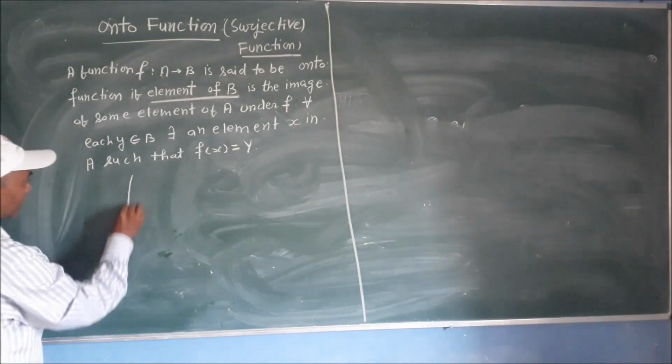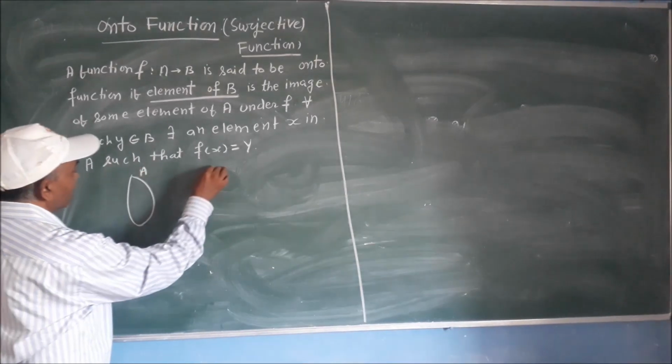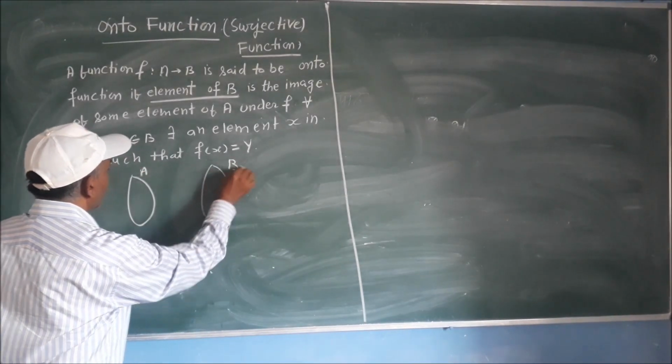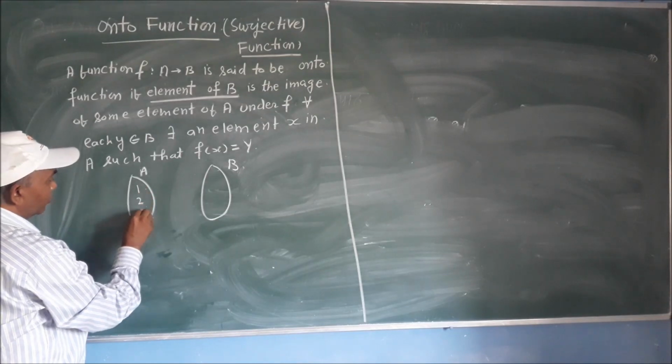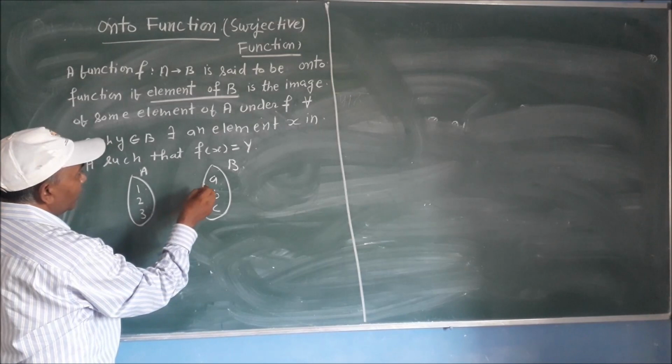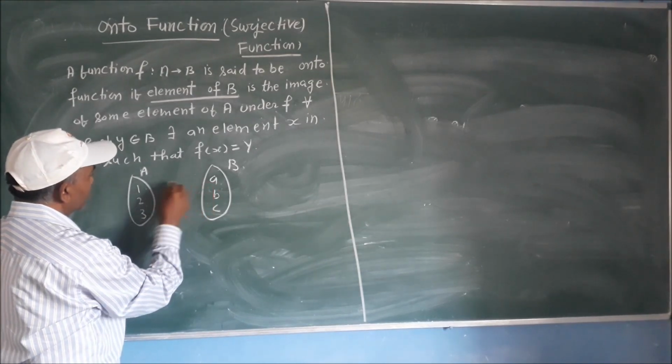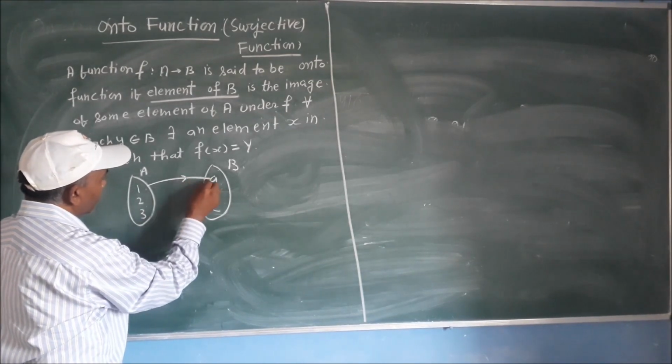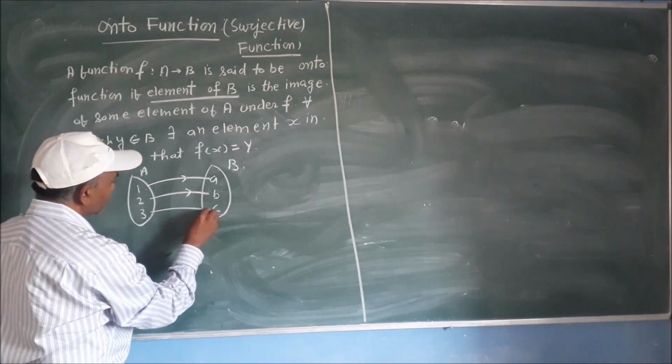See here example. Here is a set A and another set B. Its elements are 1, 2, 3. Its elements are A, B, C. So elements of B, A has 2 and this is your 3.